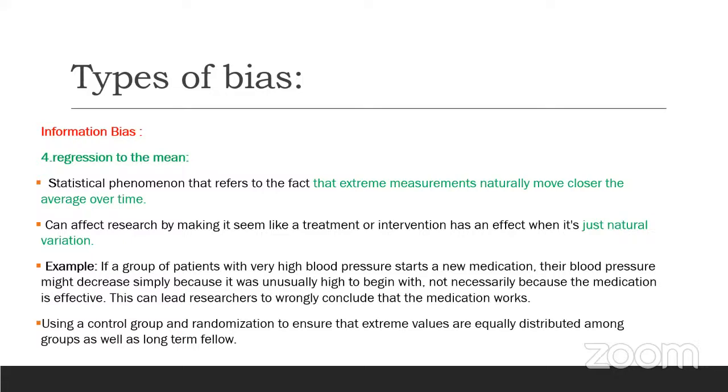Using control groups and randomization to ensure that extreme values are equally distributed among groups, as well as long-term follow-up, may help avoid this type of bias.